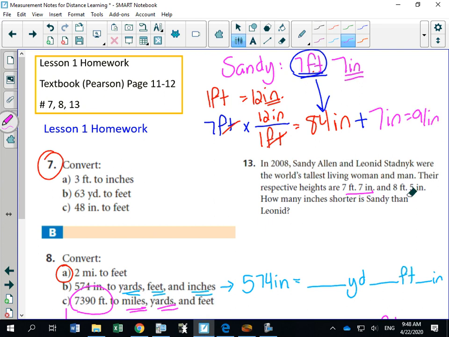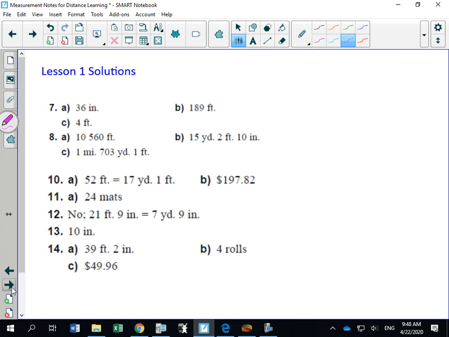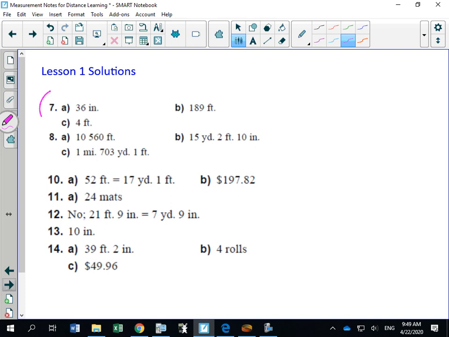What you need to do for his height is the exact same thing. Figure out how many inches 8 feet is. So convert 8 feet to inches, then you're going to add 5 inches to his height, right? So figure out his height in inches. Let's say that worked out to 100. Let's say he was 100 inches tall. If she's 91 inches, the question is how many inches shorter? She would be 9 inches shorter. Okay, so I want you to do all of 7, 8, and 13. And the solutions for this are all on the next page. So you just need to look at questions 7, 8, and 13.